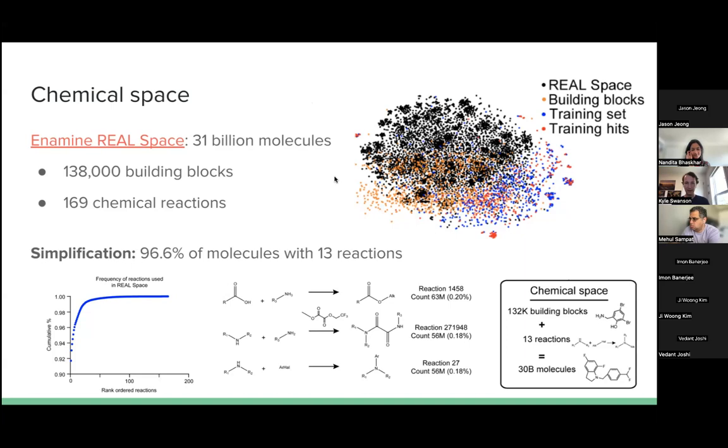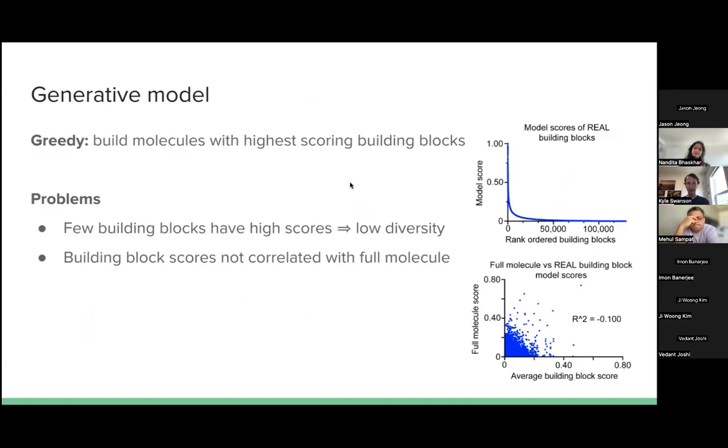Cool. Great. So these are now our two inputs. We have our property prediction model to evaluate molecules, and we now have this large chemical space where we can easily synthesize the molecules. So at that point, now we can get to our generative model.